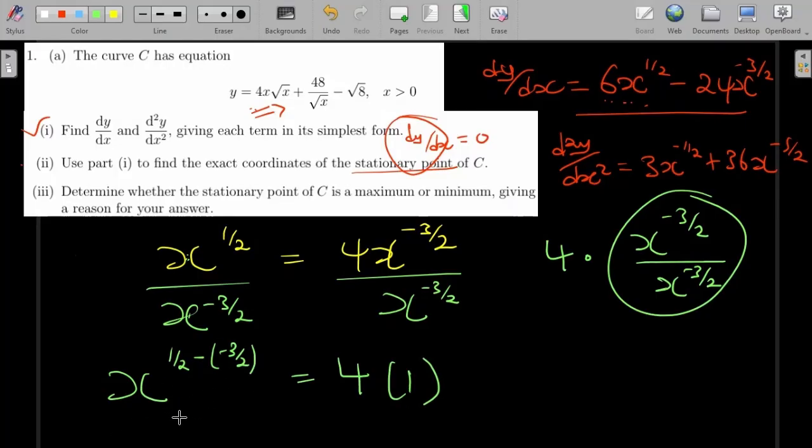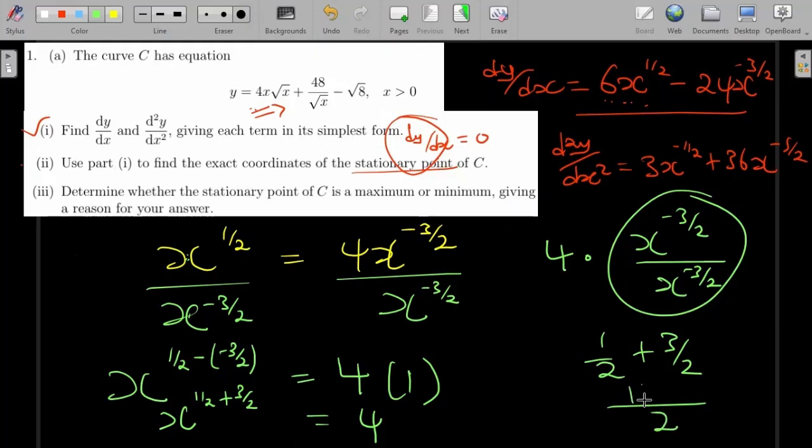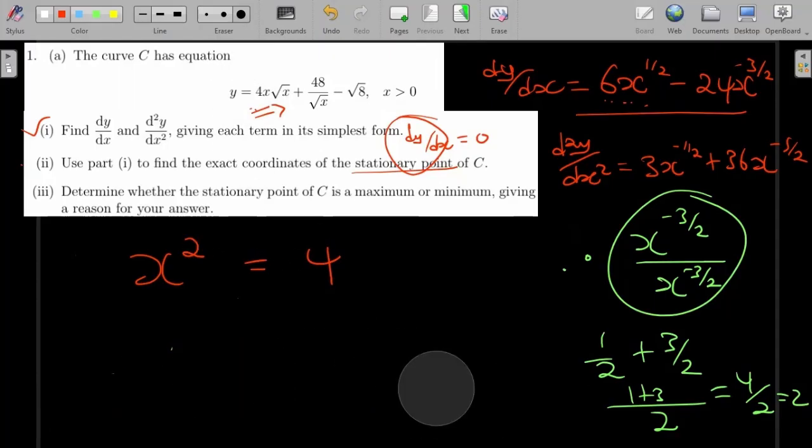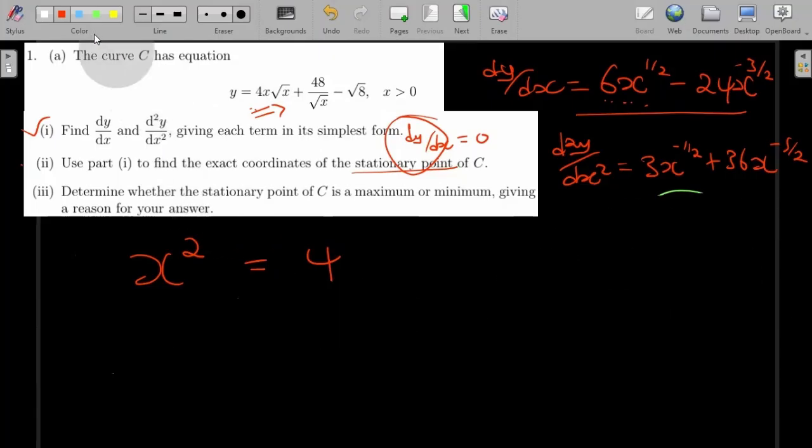So now I can deal with this one. It will be x to the power half plus 3 over 2 is equal to 4. Let's add this and see what we get. So 1 over 2 plus 3 over 2, the denominator will be 2, and then here I have 1 plus 3, so this will be 4 over 2. 4 over 2 is just 2. So it means this power here just becomes 2. So what I have now is x to the power 2 is equal to 4. So we've simplified that one. And from here, we see that we can find the values of what?